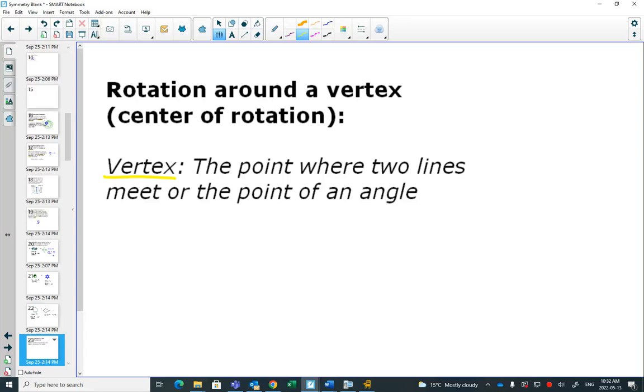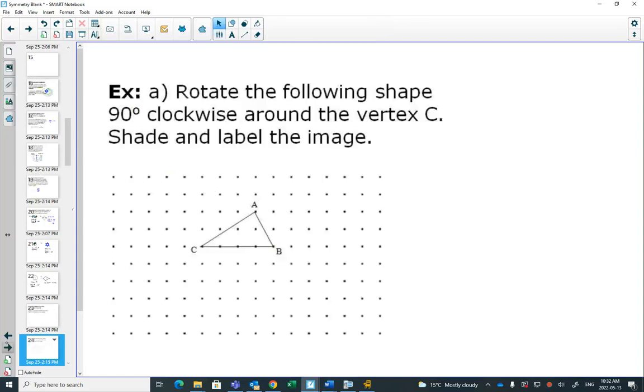And now we have 4 questions for rotating about a vertex. So what does this look like? Okay. We want to rotate the following shape 90 degrees.